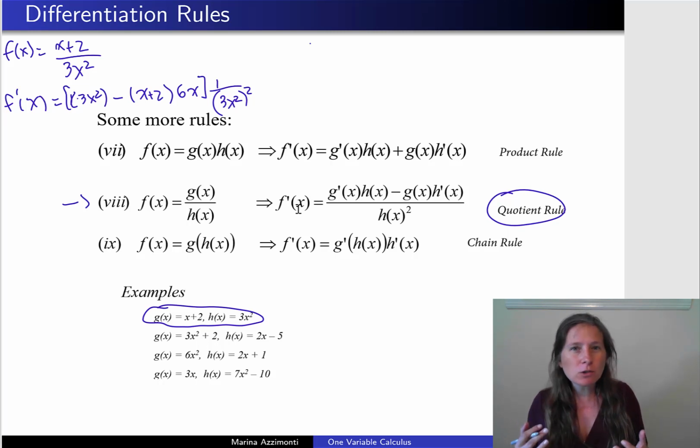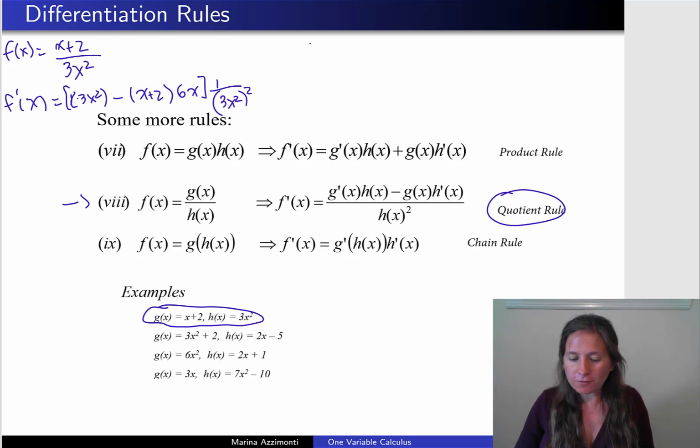Okay? So this is how you would compute the derivative of a function which is the ratio of 2 functions. Why do we have these rules? Because sometimes it's much easier to compute derivatives this way than actually trying to simplify the function and compute the whole thing. And sometimes, it's the only thing you can do.